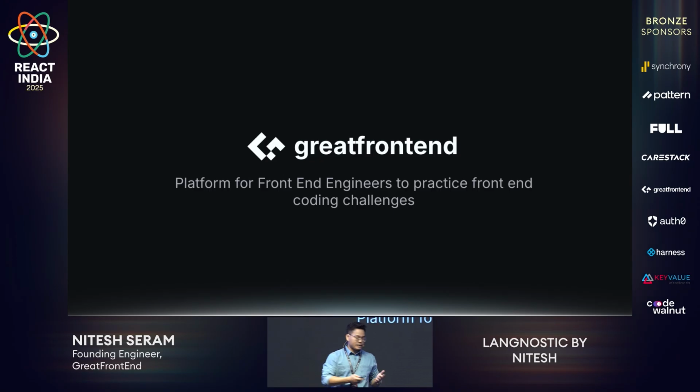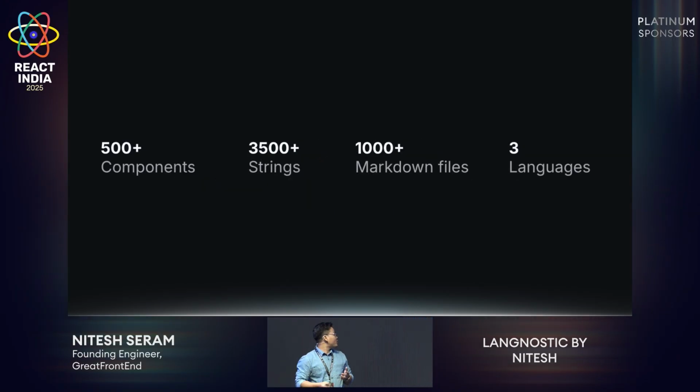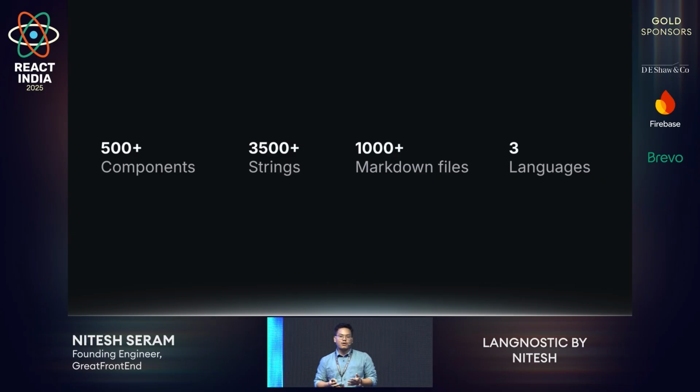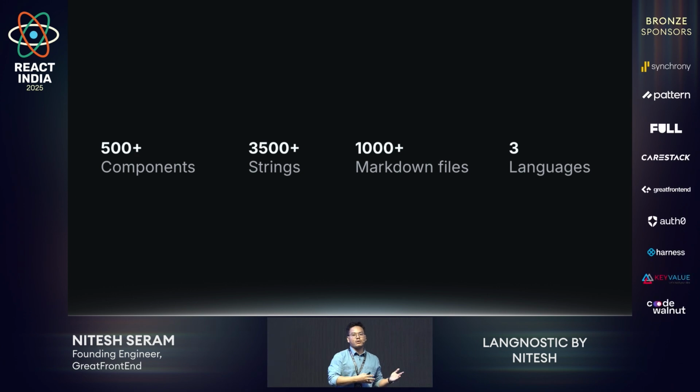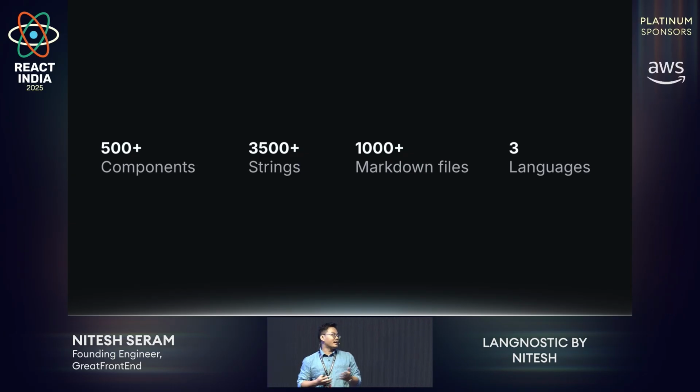Behind all this, we have more than 500 React components which contain UI strings, and more than 3,500 UI strings. Then we have more than 1,000 Markdown files, which power our questions, most of our blog posts and most of the content in our app. We support 3 languages, which include English, Chinese, and Portuguese.